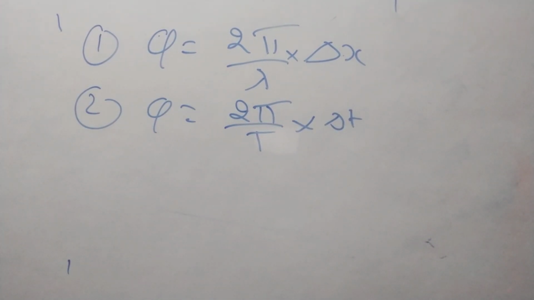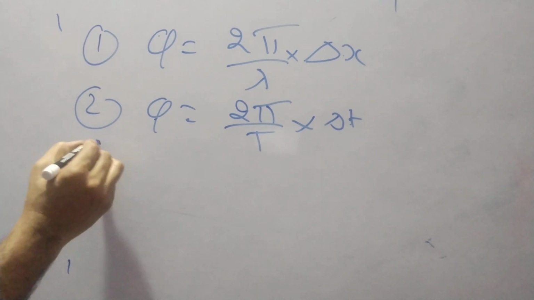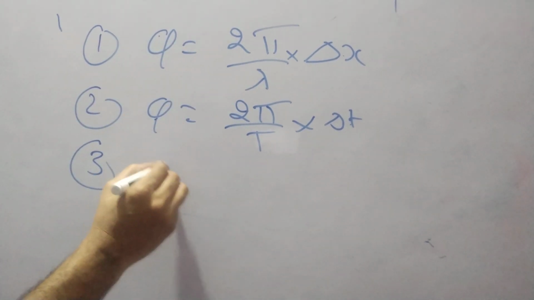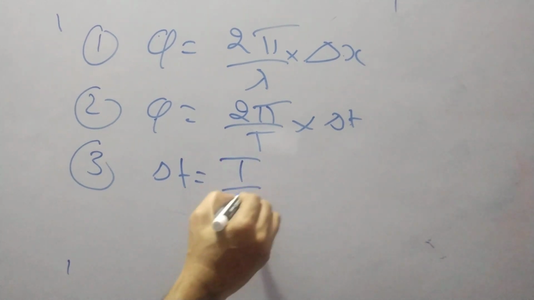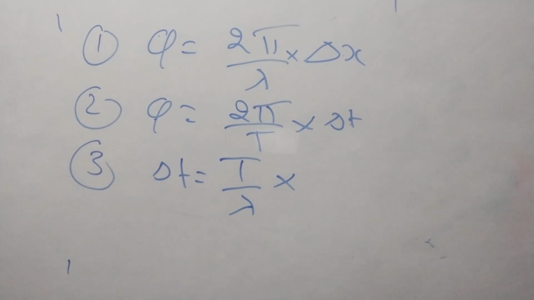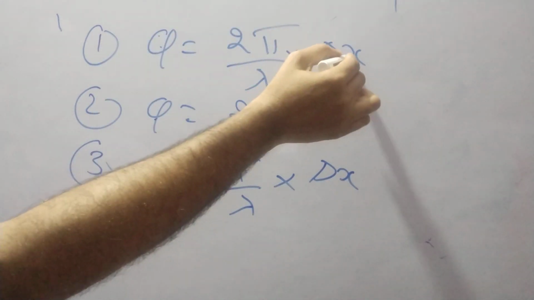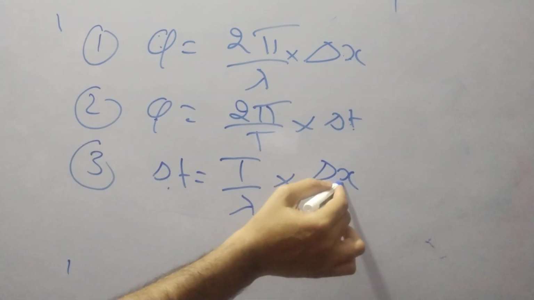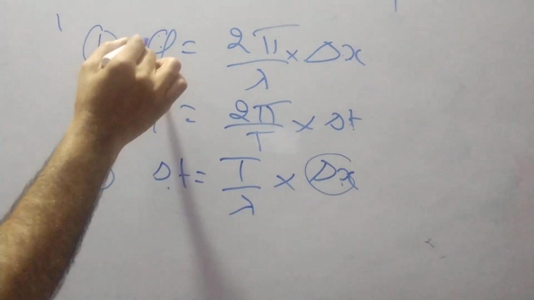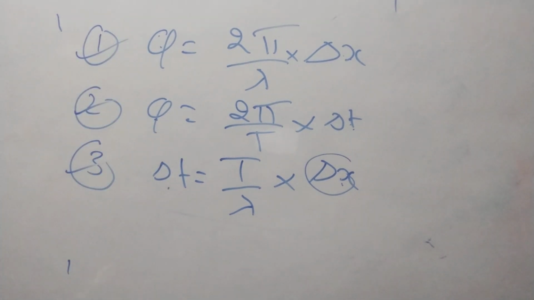This is phase difference with respect to time difference. What is the third formula? By dividing these two, we got delta T equal to T by lambda into delta x. So these are the relations for path, phase and time difference.